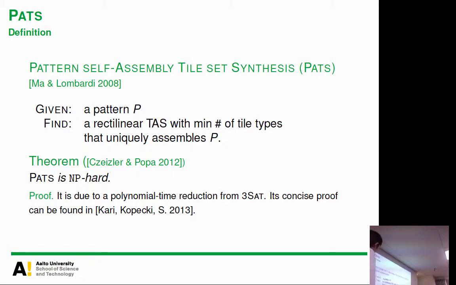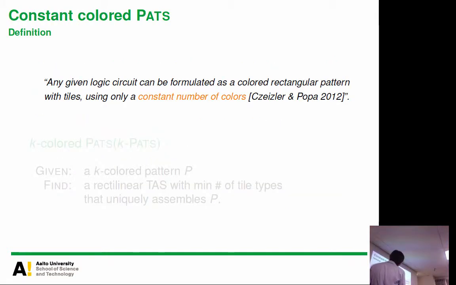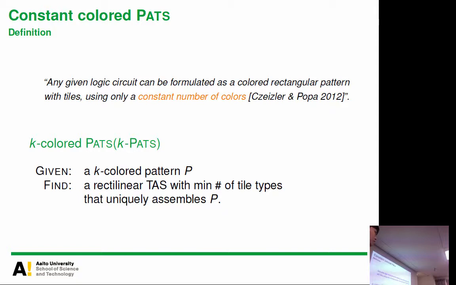But the key point is that this problem doesn't say anything about how many colors the pattern includes. Our motivation is circuit design. Can we imagine a circuit which contains 100 different components? That's nonsense. We just need AND gate, OR gate, wire, and then we can make whatever we want. So the question is, if the pattern is guaranteed to contain a limited number of colors, let's say k, is this still NP-hard, or can we compute the minimum tile complexity?